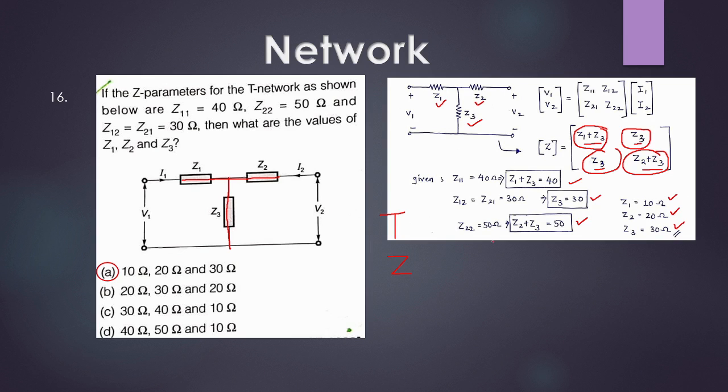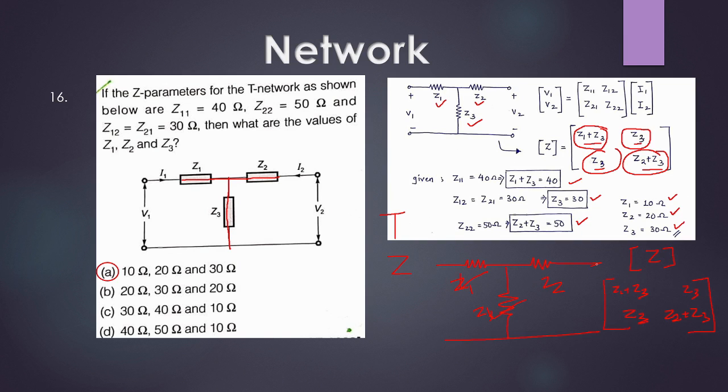So here the important concept is, if a T network is given, with Z1, Z2 and Z3, you can directly write the Z matrix as Z1 plus Z3, Z3, Z3 and Z2 plus Z3.